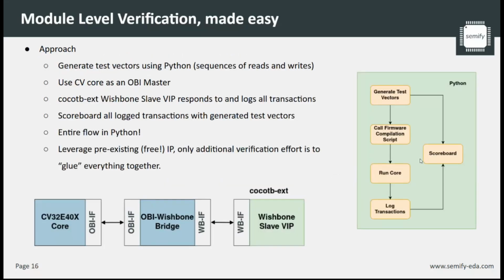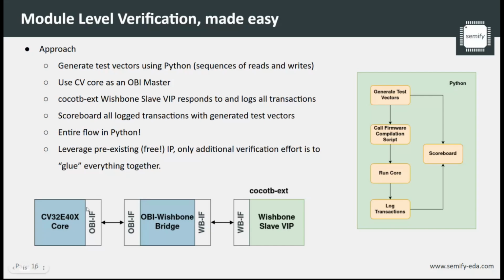So what does the workflow look like for this approach? Well, we can generate some test vectors using Python, which is nothing more than a bunch of reads and writes over Wishbone. We're going to use our core as the OBI master, as I explained earlier. And then we're going to use this verification IP, which is going to be the Wishbone slave VIP, and it's going to respond and log everything. And then finally, we scoreboard all of our logged transactions with all the generated test vectors.